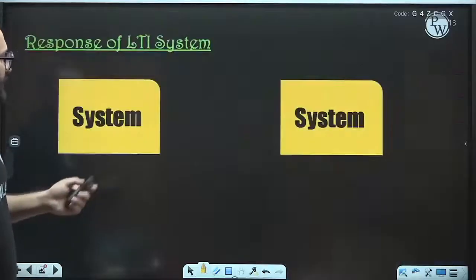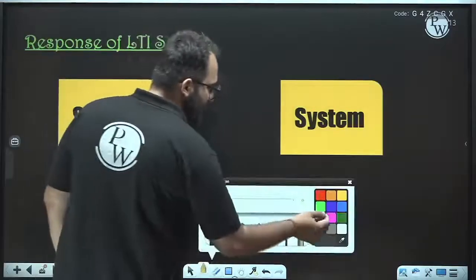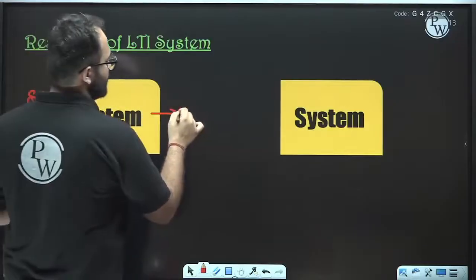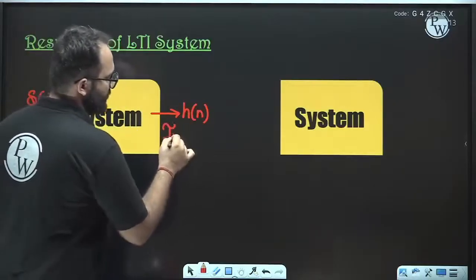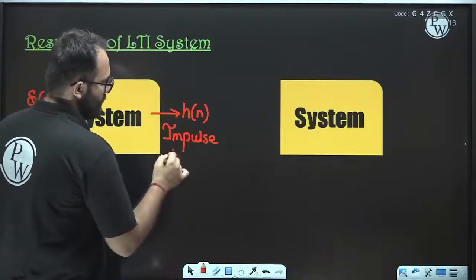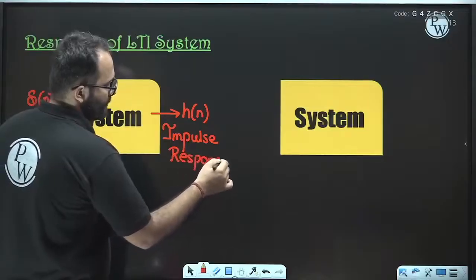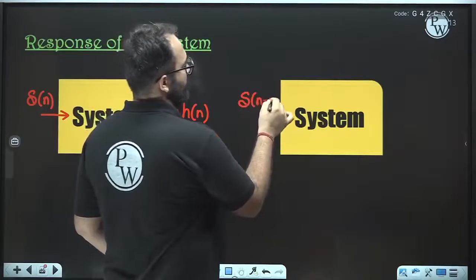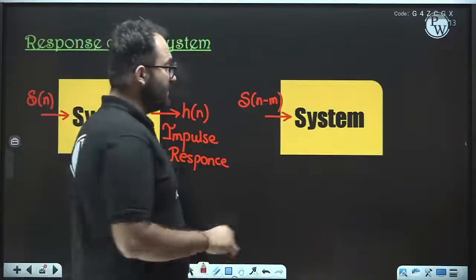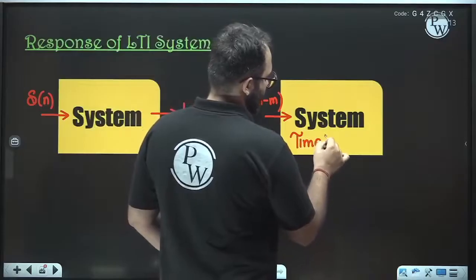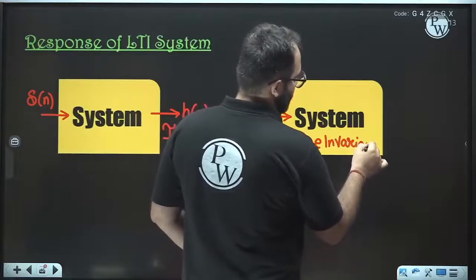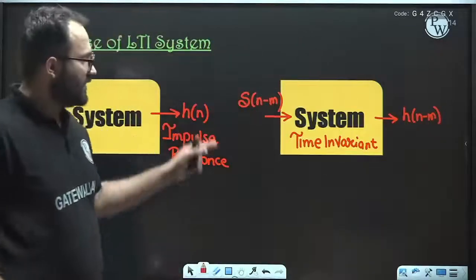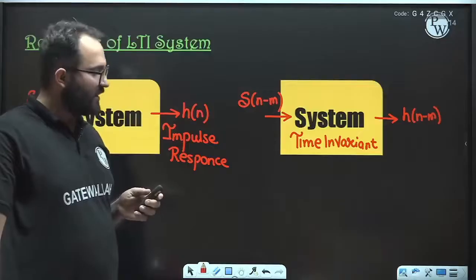Now the same analysis that we have done in the continuous time LTI system, that is, first of all we give the input delta[n]. The response that we get is the impulse response h[n]. This is called the impulse response. Now if we shift the input, then obviously since the system is time invariant, we'll get h[n minus m] as the output. So delta[n minus m] is the input, h[n minus m] is the output, for a time invariant system.